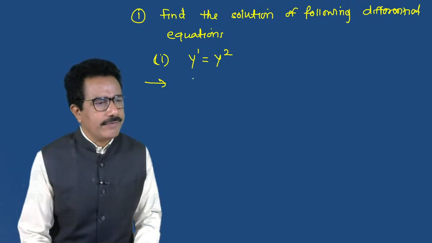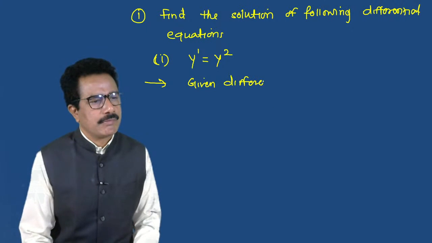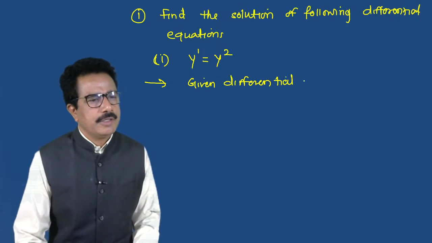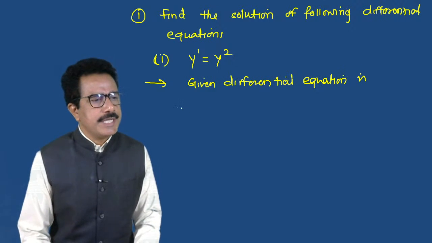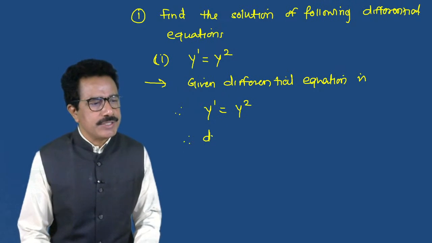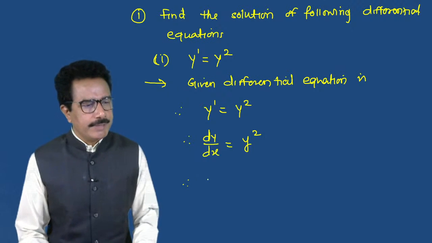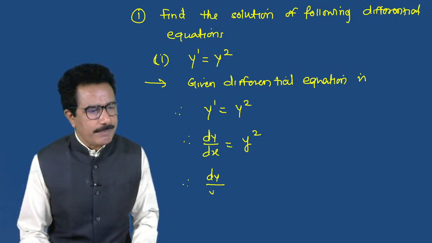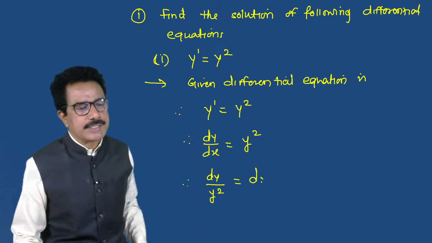Write down, the given differential equation is y dash equals y square. It is a very simple problem. First of all, we have to separate the variables. Y dash means dy by dx, which equals y square. Now separate the variables, so we can write dy upon y square on the left side, and dx on the right side.